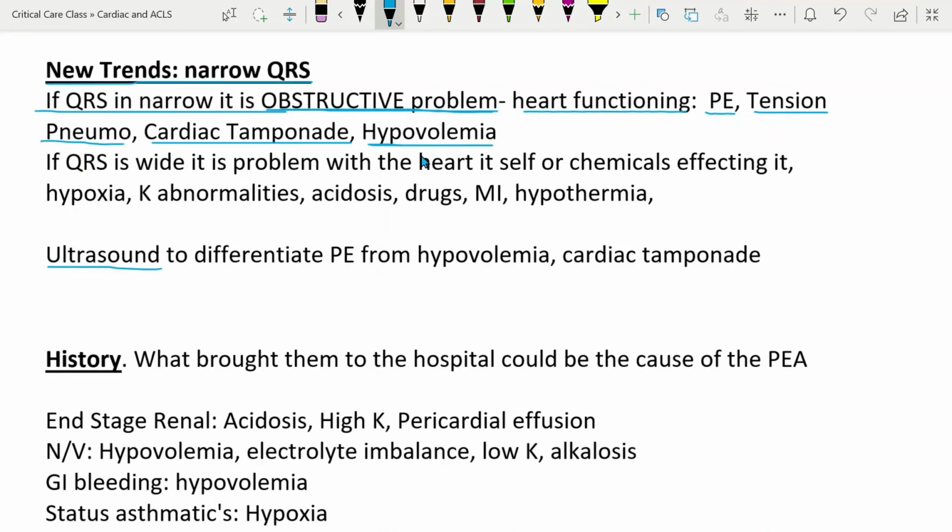If the QRS is wide or the electrocardiogram itself is abnormal, then it is more likely hypoxia, abnormal potassium levels, acidosis, drugs, myocardial infarction, hypothermia. That is effective if the QRS was not wide from the past medical history. Ultrasound is used to differentiate between pulmonary embolism from hypovolemia and cardiac tamponade.